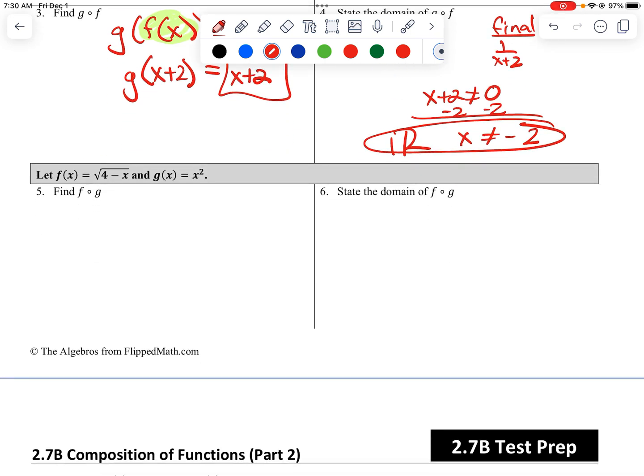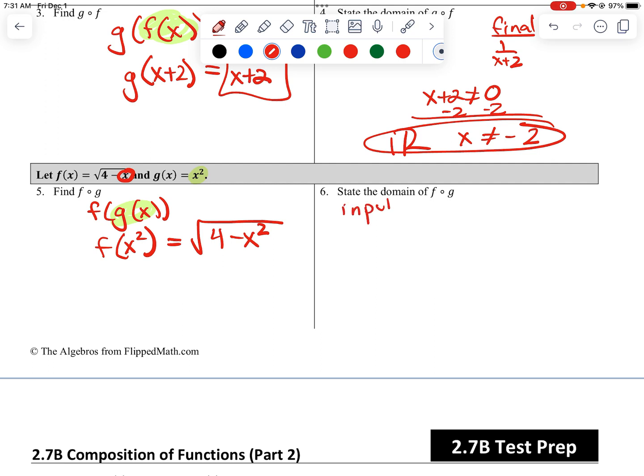Okay, so our next one says f of g of x. So here's our g of x. So this is really f of x squared. So I go to f and I replace that x with the square root of 4 minus x squared. And then our domain restrictions.